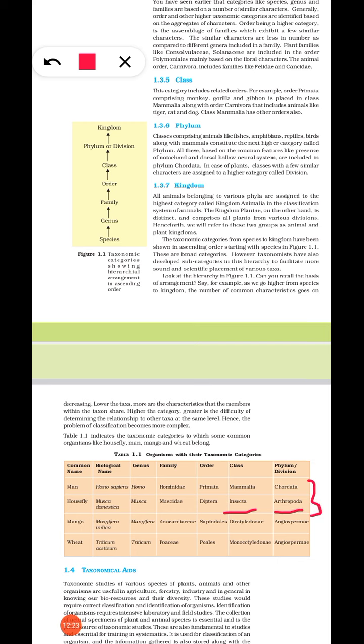Now if you see the plants, one example is mango, Mangifera indica. The genus is Mangifera. The family is Anacardiaceae. The order is Sapindales. Class is Dicotyledonae, and division is Angiospermae. Understood? Once again I will repeat. The common name is mango. Biological name is Mangifera indica. Genus is Mangifera.